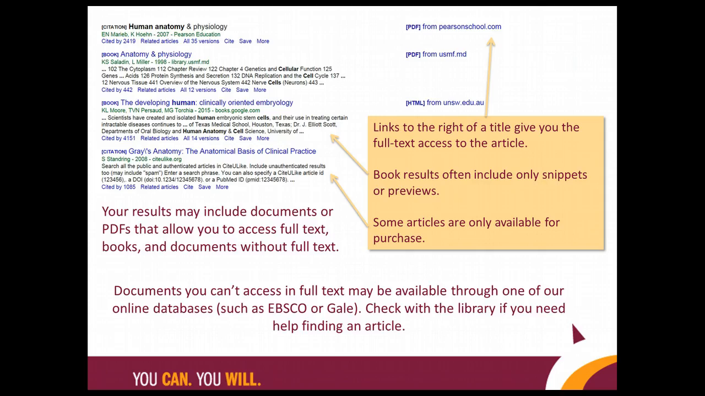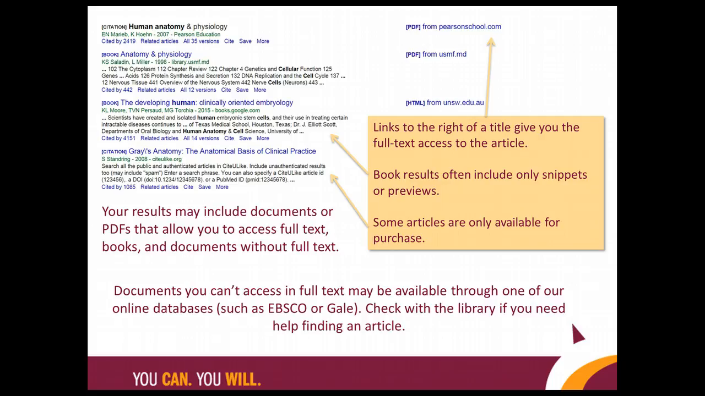There are a few types of results you'll find in Google Scholar. First, you may find results that offer you full text access to the article. You'll often find a link to the right of the title. This link will often provide you with a full text copy of the article, even if you can't access the article by clicking its title.